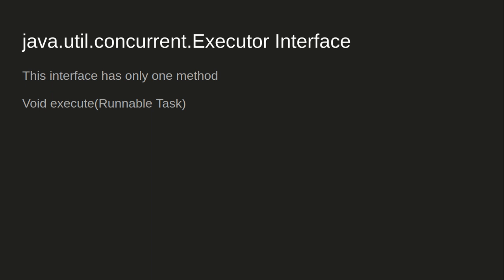Now let us go through the method details. This executor interface only has one method. Its return type is void, its name is execute, and it takes a task, a Runnable. All the sub interfaces and implementing concrete classes will have to provide an implementation of this execute method. That is, they will have to create a thread pool, and they will have to actually run the Runnable so that the execution of the task happens.